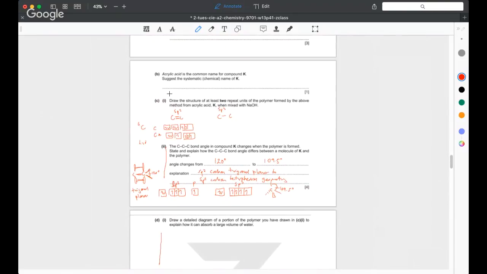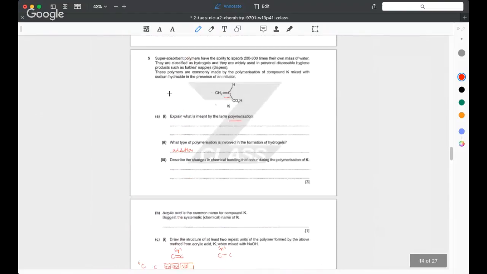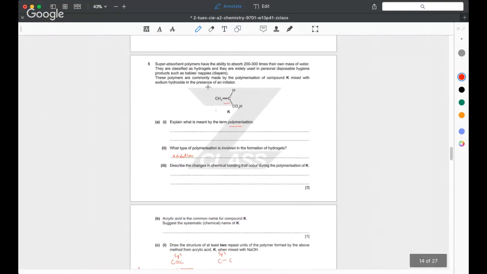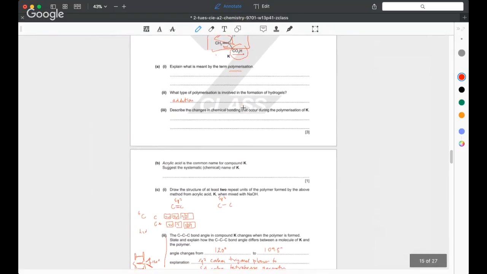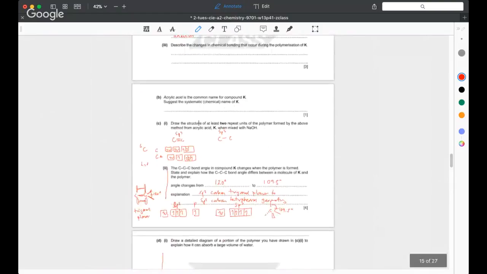Okay, so this monomer here, you can see that it's got 2 different functional groups. It's got an alkene and it's got a carboxylic acid. And so they're asking you to come up here with a systematic name of that molecule.